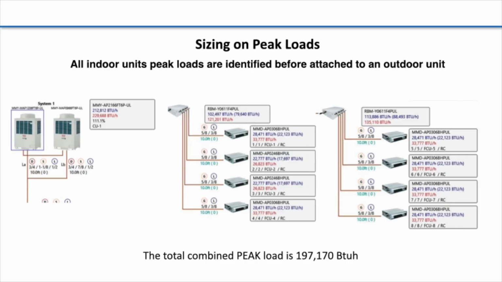But since we calculated the peak load to be 197,170 BTU, we can actually select an outdoor unit that will closely match or cover that combined peak load. So now that we know that our combined peak load is 197,000 BTU, we can now select the outdoor unit. And since we know the peak load, we can select an outdoor unit that will adequately cover the peak load of the fan coils. So in this case, it'll be a size 216 outdoor unit.